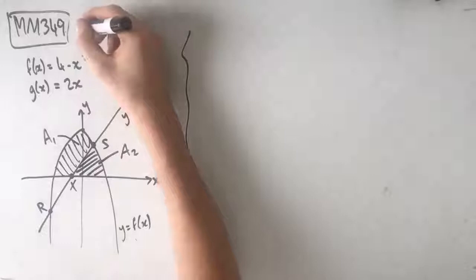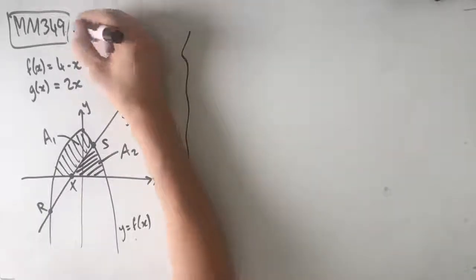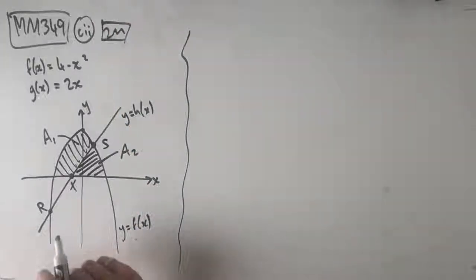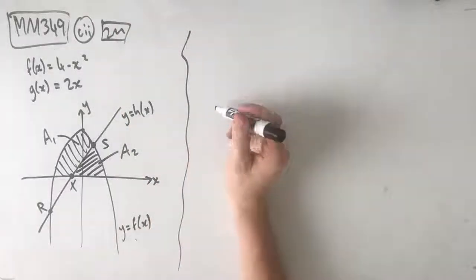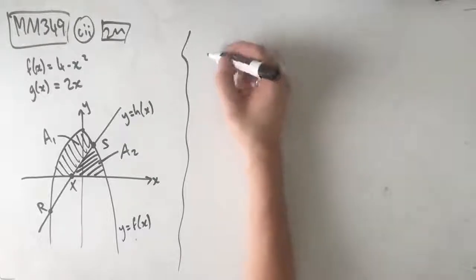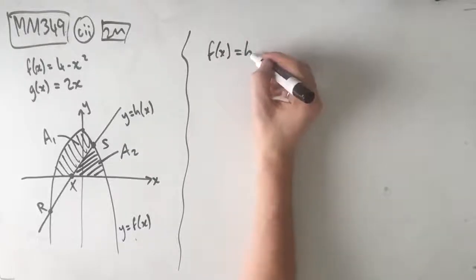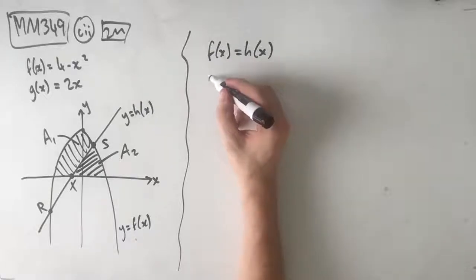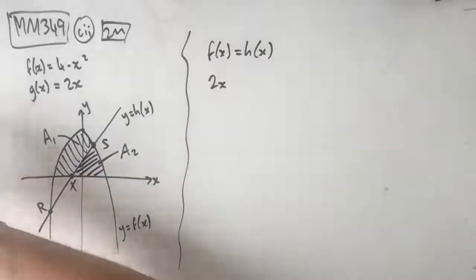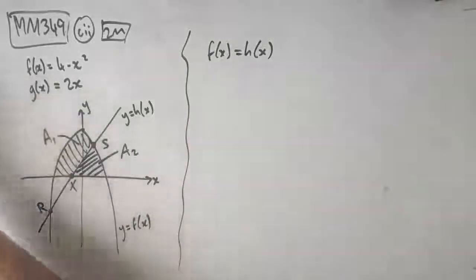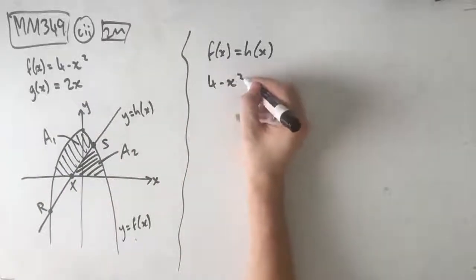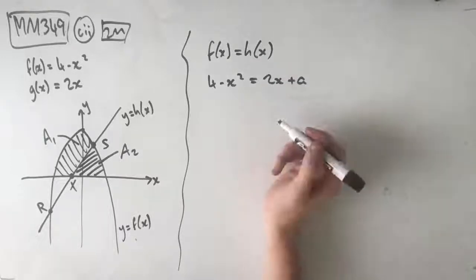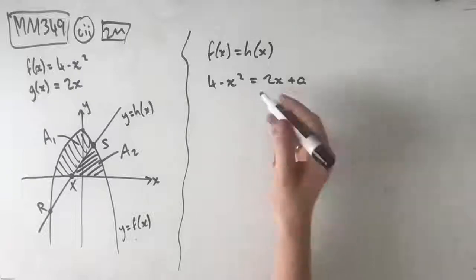It says, find the coordinates of R and S, the points of intersection between f of x and h of x. So, as always, when we're finding points of intersection, we let f of x equal h of x. f of x is 4 take x squared, and h of x is 2x plus a, because we're looking for the coordinates of R and S in terms of a.